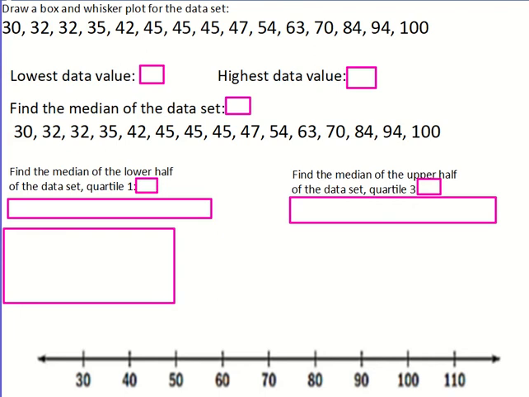Our smallest number, our lowest data value in our data set, is the number 30. Our highest data value is 100. From here, we're going to find the median of the data set. The median is the number in the middle of your data set.